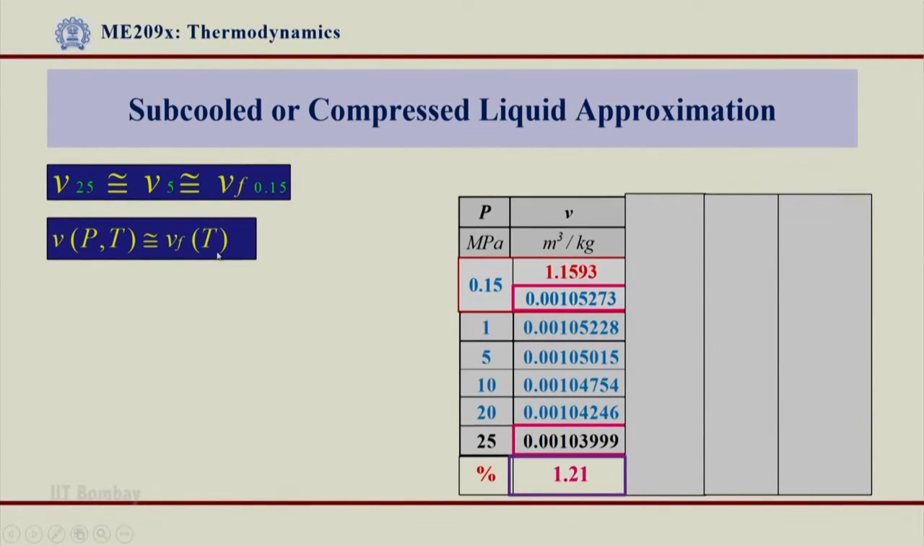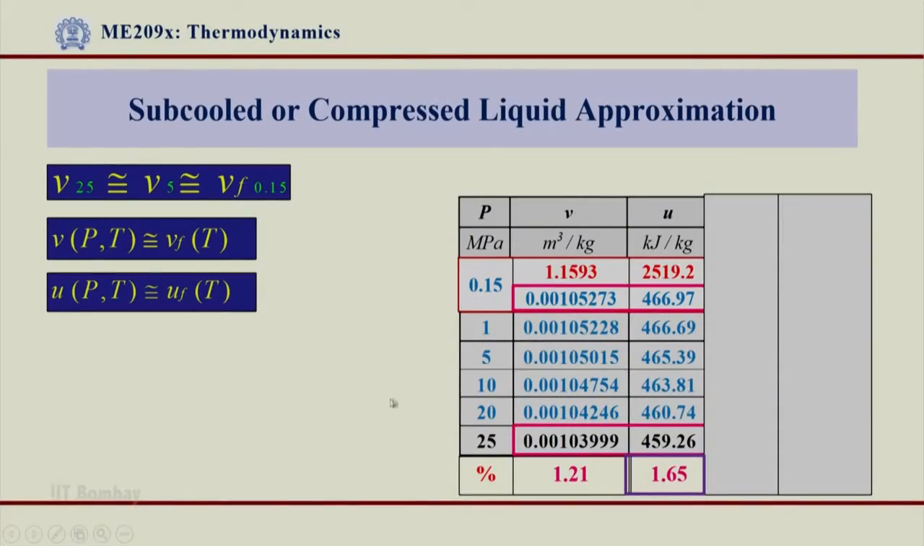I have not shown this, but you can verify it using the steam table, alright. Similarly, if I look at other properties, if I look at thermal energy, you can see this percentage change hardly matters, and again we can conclude that UPT is approximately equal to UFT. So, at higher and higher pressure, these properties are the same as what they were on the saturation pressure line, on the LV line, alright.